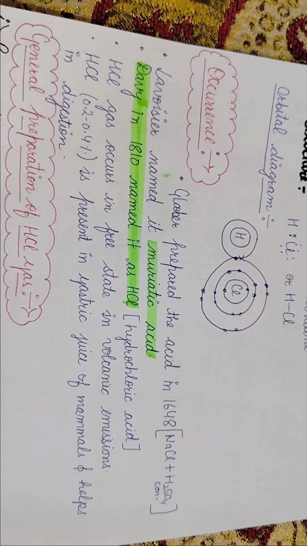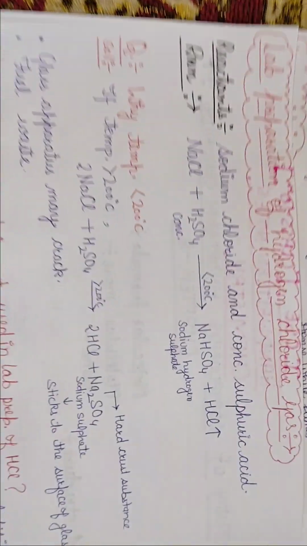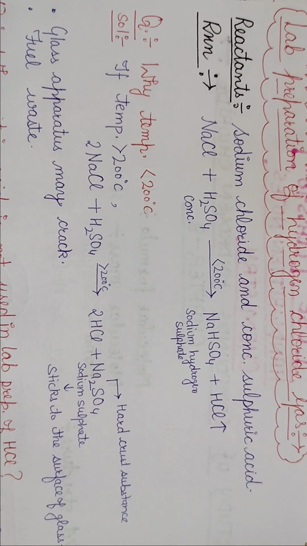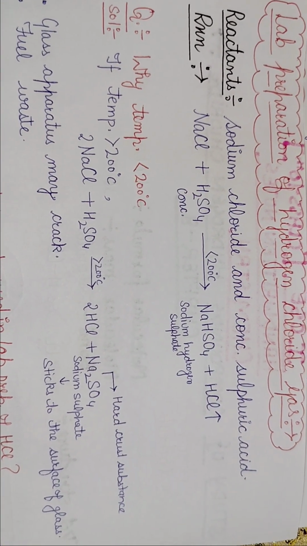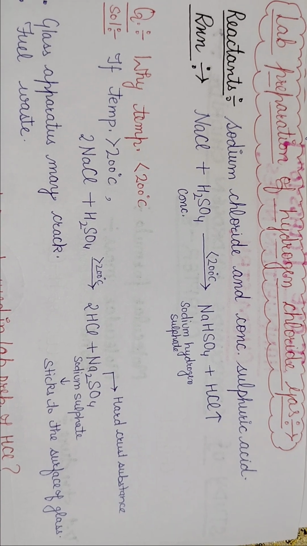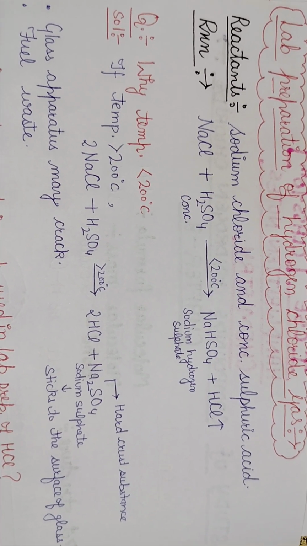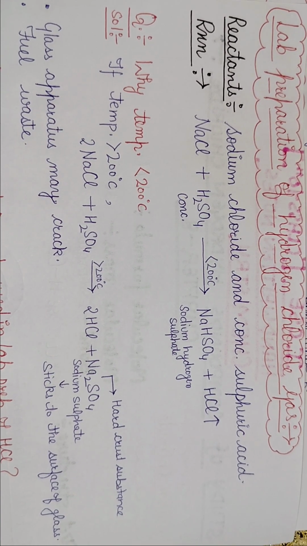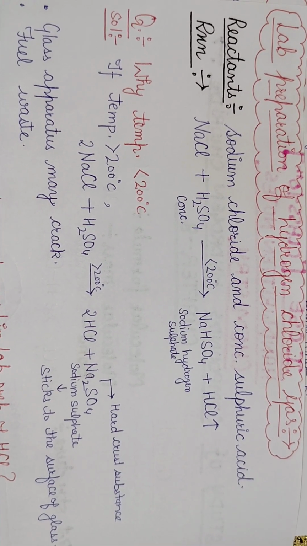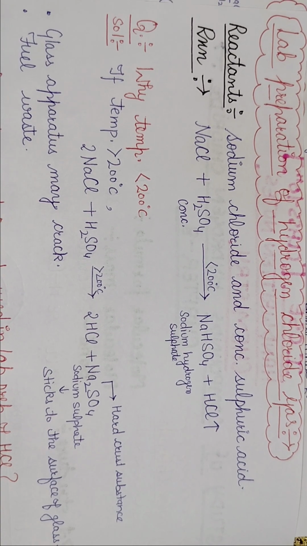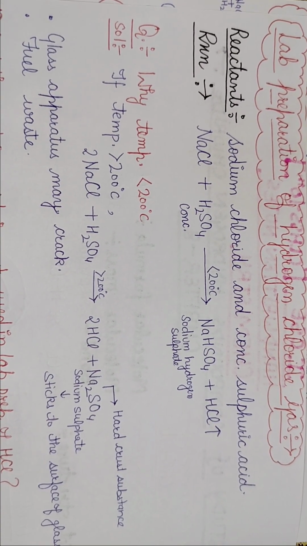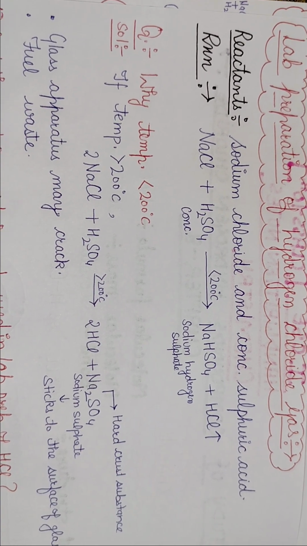After that, the lab preparation of hydrogen chloride gas, which is very important. The reactants are sodium chloride and concentrated sulfuric acid, and the reaction is NaCl, which is sodium chloride, plus concentrated H2SO4, at a temperature below 200 degrees Celsius, which leads to the formation of sodium hydrogen sulfate plus HCl, which is your gas.